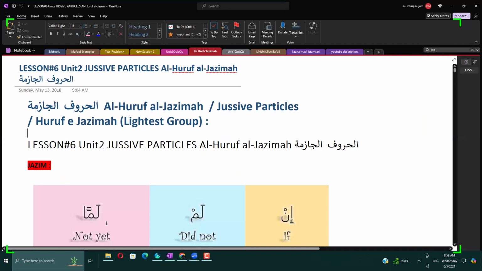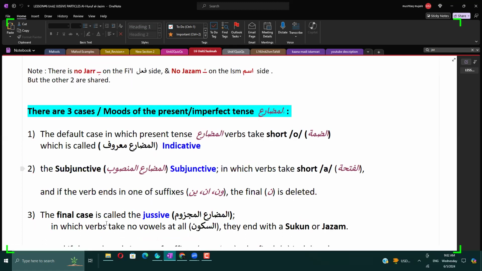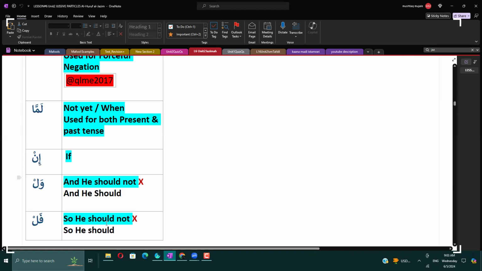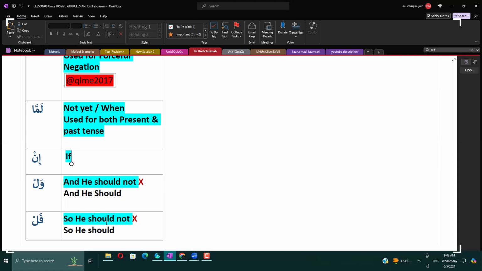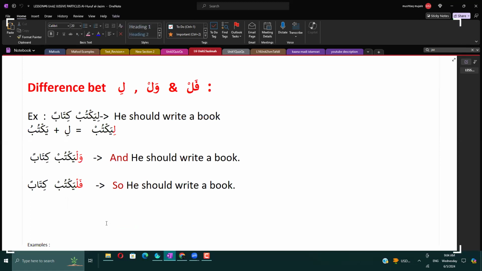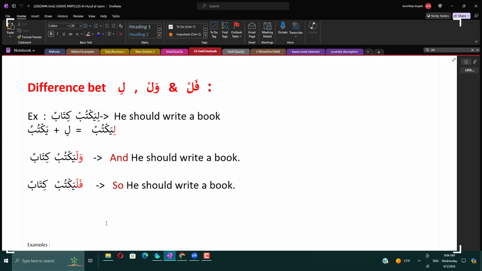There are three statuses of the ism, right? Like we have marfoo, mansoob, and the majzoom, which means yansur or yatah, indicated with ma or the ending. It will stop, but that the so now for the future, the first case is verbs.